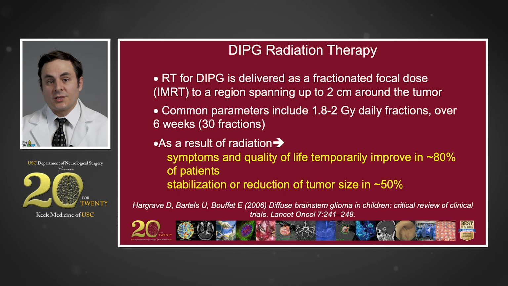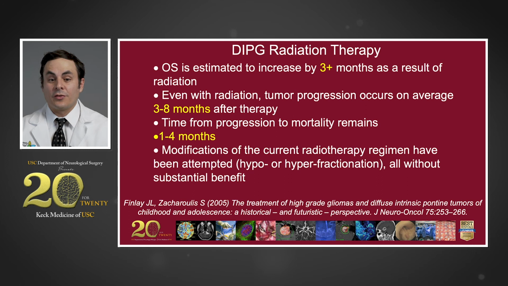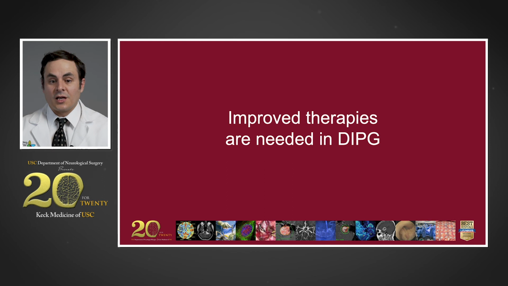The overall survival is estimated to increase about 3 or more months as a result of radiation, but as you can see, this is still very low. Even with radiation, tumor progression occurs on average 3 to 8 months after therapy, and the time from progression to mortality remains 1 to 4 months. Modifications of the current radiotherapy regimen have been attempted, including hypofractionation or hyperfractionation, but all without substantial benefit. Improved therapies are dramatically needed for DIPG.